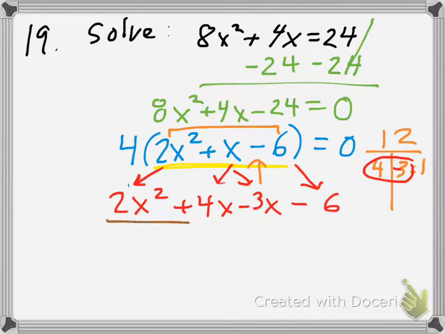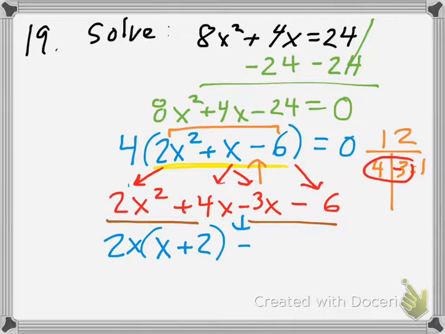Underline your two groups. From the first group, you're going to factor by finding the greatest common factor. Biggest number that divides 2 and 4 is 2. And they both share an x. What would be left in the parentheses? Well, 2x times what gets you back to 2x squared? x. Bring down the plus sign, and 2x times what gets you back to 4x? A 2. The sign that separates the two groups goes straight down.